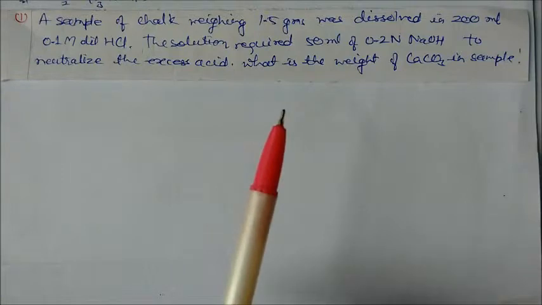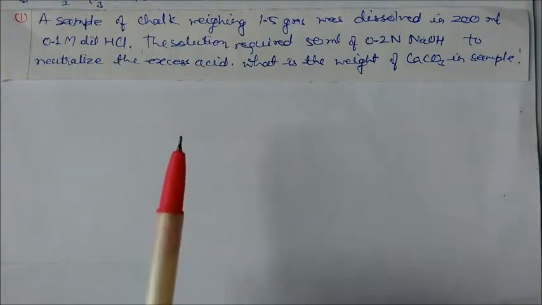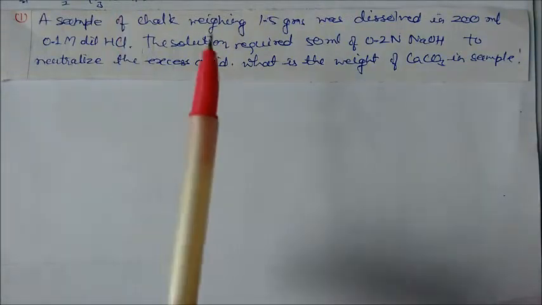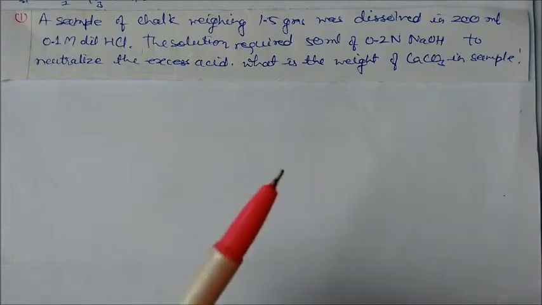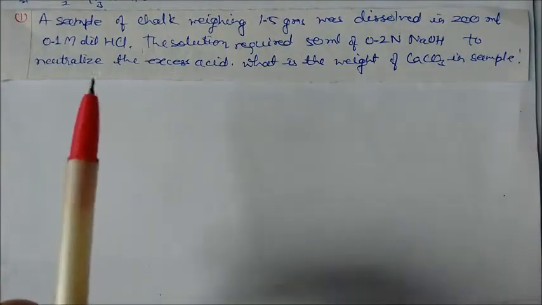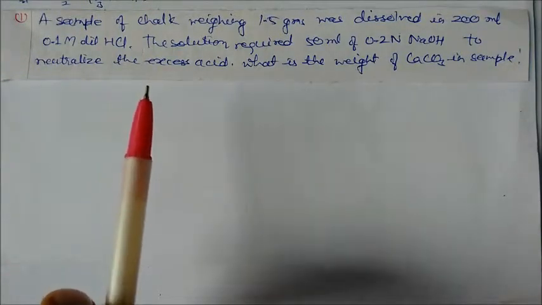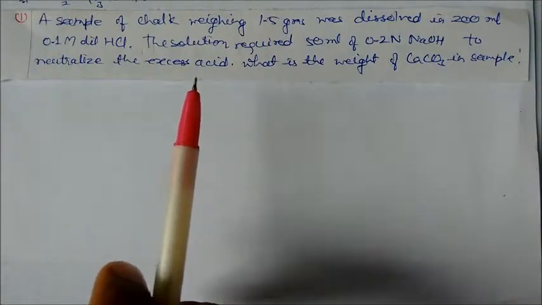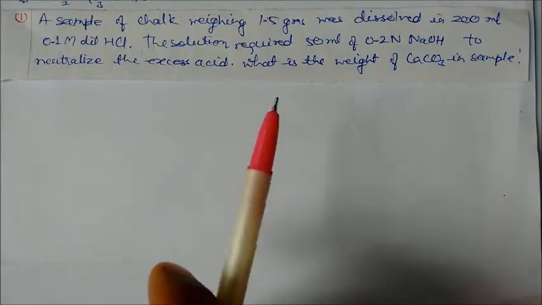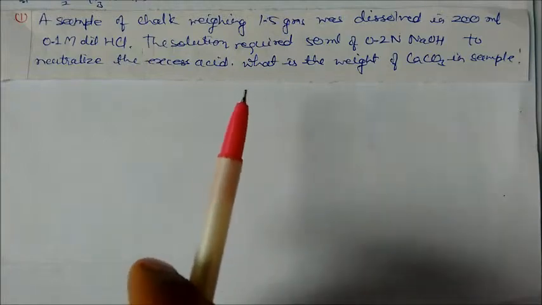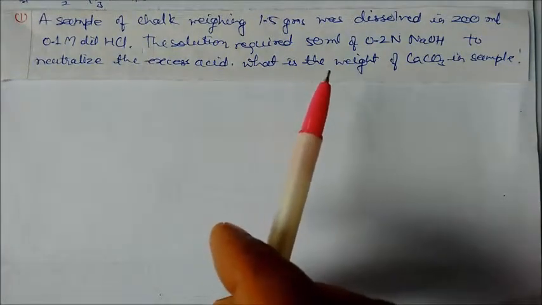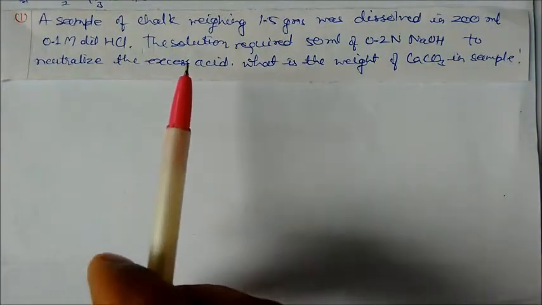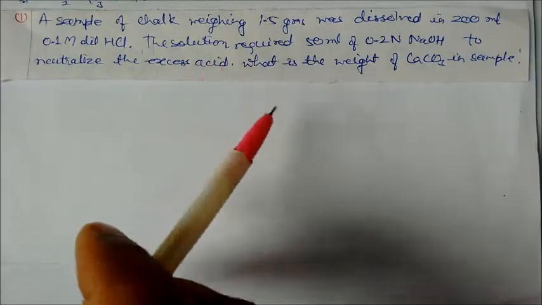Some problems based on back titration. Back titration is a method in which a known excess of acid or base reacts with a sample of unknown quantity, and then the remaining acid is titrated with a known quantity of a standard solution. Then we find the weight of the unknown sample, based on how much has reacted with the acid.